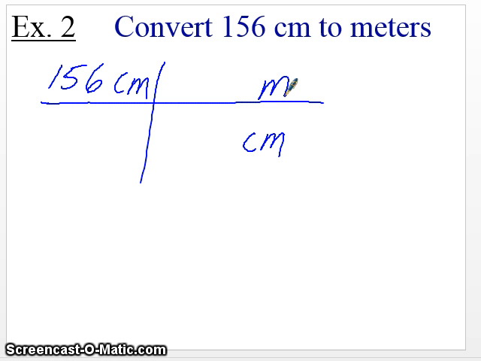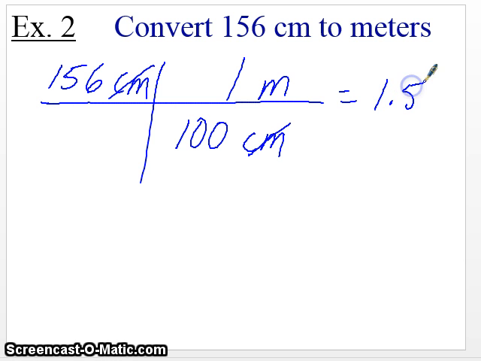Now, the hard part here is you have to remember how many meters are in a centimeter or vice versa. And so you can use 0.1 meter, or you can use really any numbers you want as long as the top and bottom are equal. And I just happen to remember that there's 100 centimeters in a meter. So I'm going to go ahead and cross out my units there so that I know I'm left with a meter. And then I do 156 times 1, and then we divide it by 100. So we're going to have 1.56 meters is our answer.